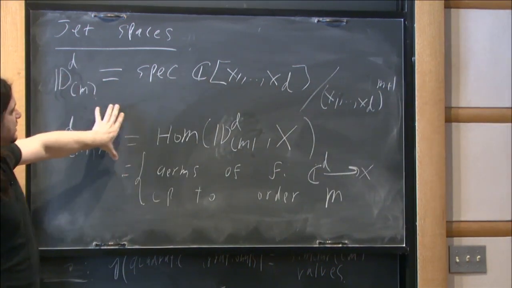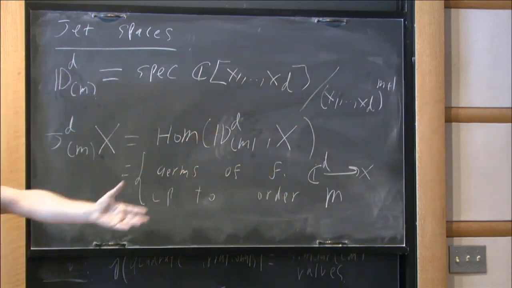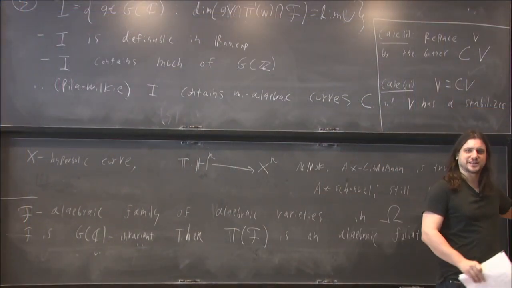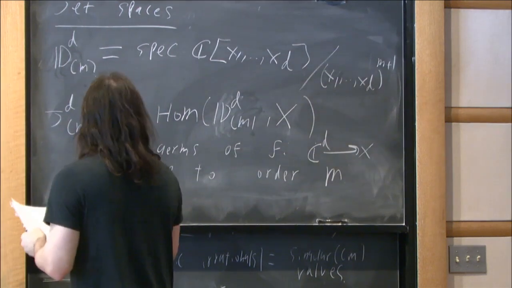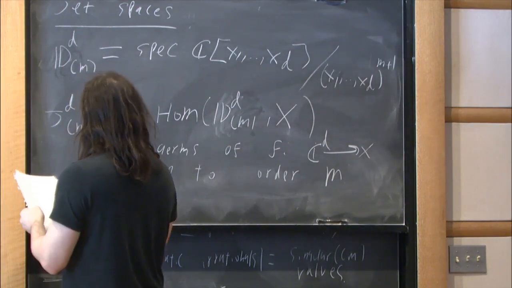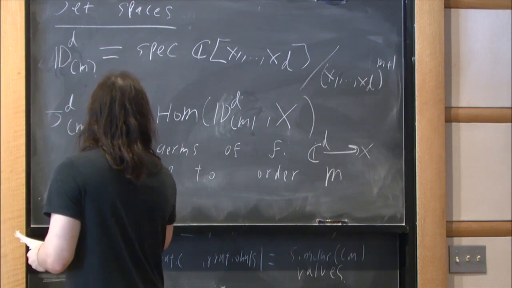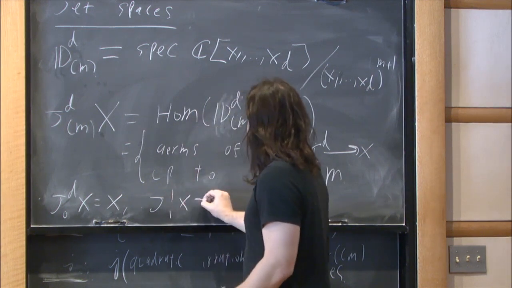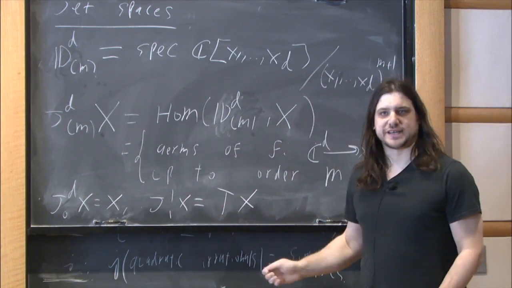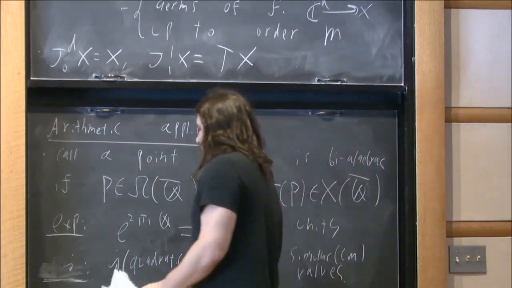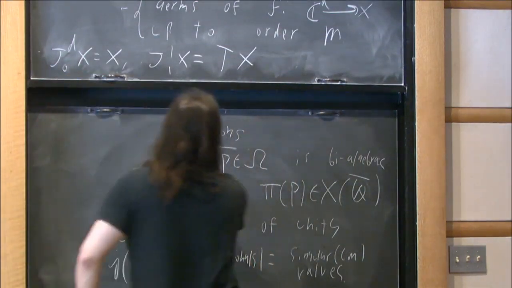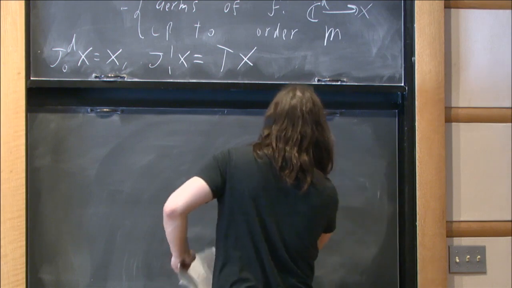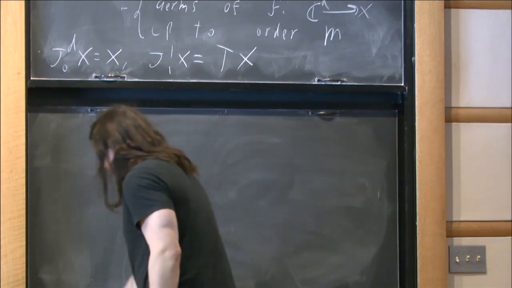And if you start with an analytic variety, you get some analytic variety out of it. If you start with an algebraic variety, you get an algebraic structure out of it. It's very functorial and all of that great stuff, so it's got tons of properties. Some simple cases: if you take J0 of X, you just get X back, maps from a point. If you look at J1 of X, you get the tangent bundle of X. It's just a much more general infinitesimal structure than that.